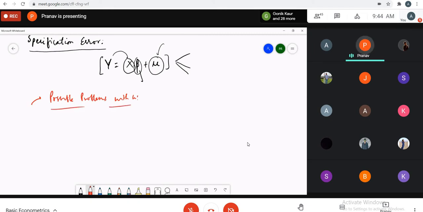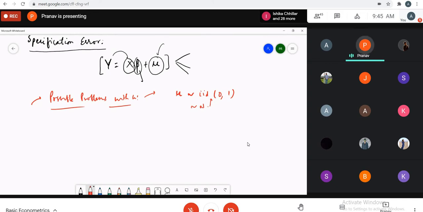So the first assumption is that error terms are identically and independently distributed with mean zero and unit variance. And if I add the assumption of normality into this, then we say that error terms are normally distributed with mean zero and variance 1.